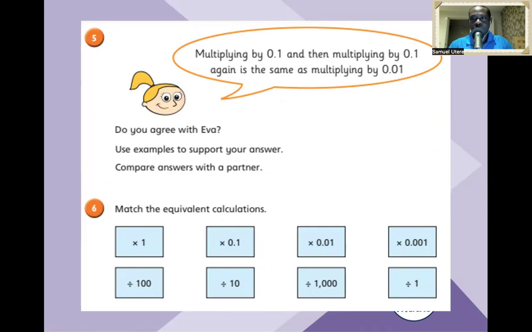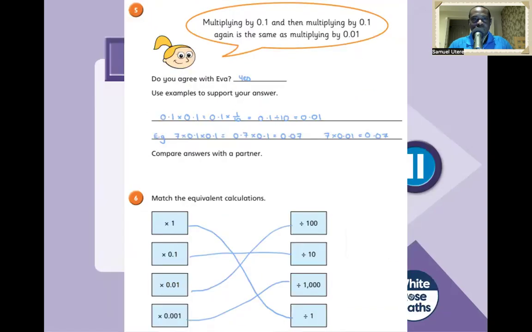Assuming you've paused the video and you've answered questions 5 and 6, here are the answers. So mark your work and celebrate your success. So the answer is no for question 5. We do not agree with Eva. She says multiplying by 0.1 and then multiplying by 0.1 again is the same as multiplying by 0.01.